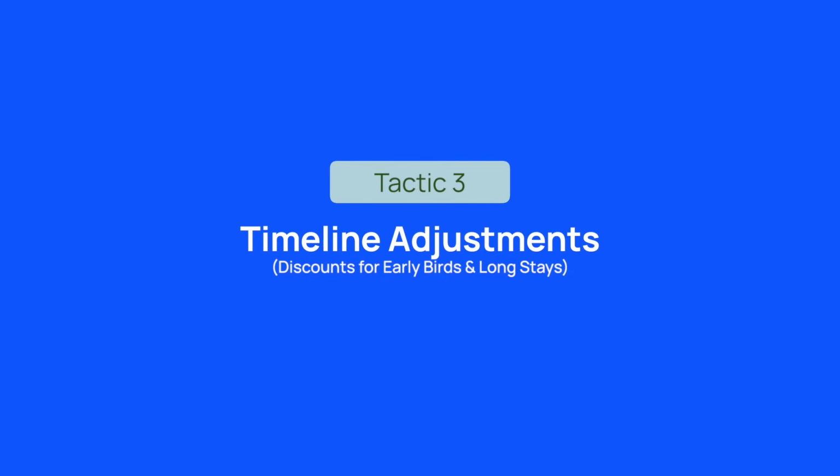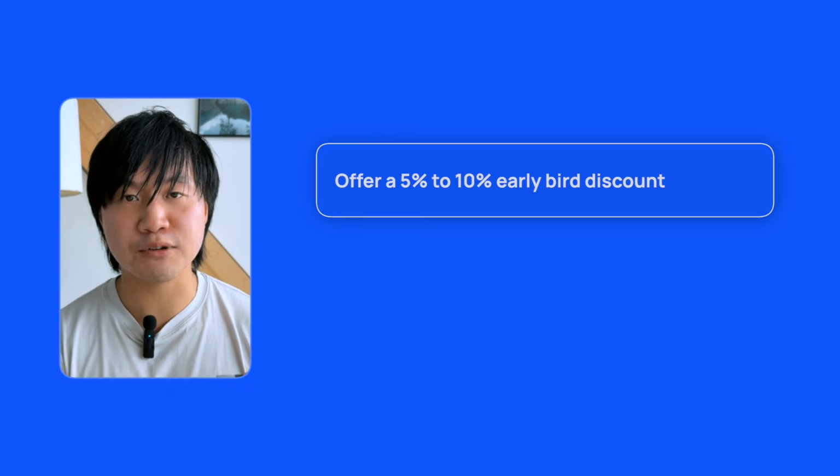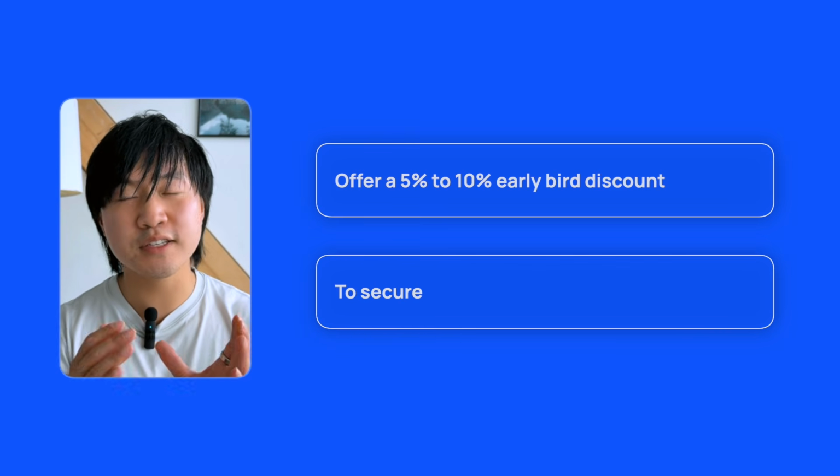Now, the third revenue strategy that you want to apply to make sure that you max out your occupancy while making sure at the same time to earn the highest revenue is to adjust for your timeline. What do I mean by that? You want to offer a 5 to 10% early bird discount to secure bookings way in advance. This gives you security and plannability, and you also want to offer a 20% discount or even higher if they book your place for 1 month or over. Because at the end of the day, plannability will earn you more revenue than if you try to catch every single straggler on every single orphan day.